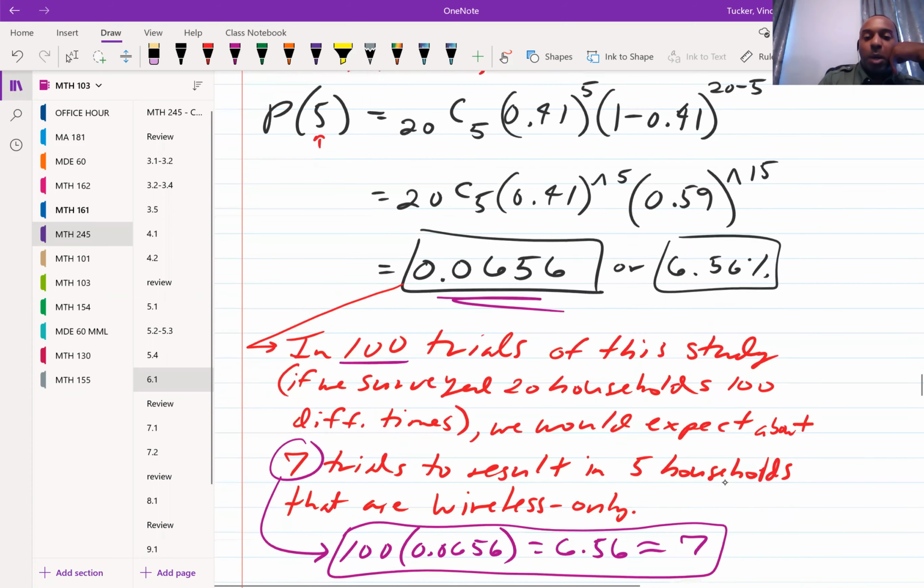So now if they said in 1,000 trials, you would have multiplied this by 1,000, and there would have been about 66 trials, or they could have said 70. They'll give you this number right here, and you just need to make sure it matches up when you multiply this times this. Any questions? Any questions?